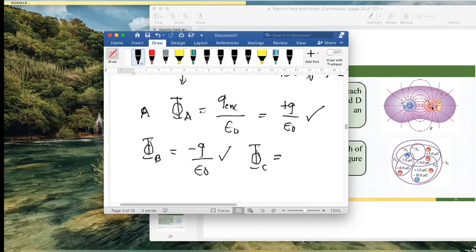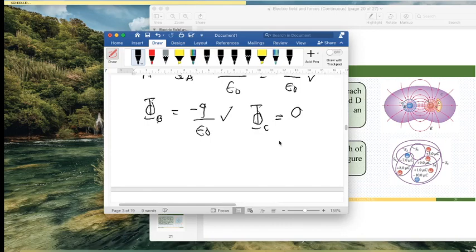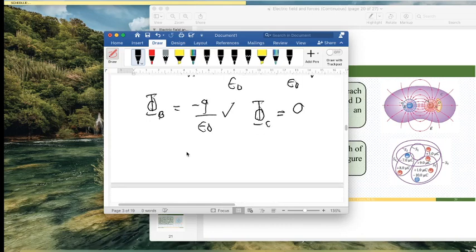So unsa na yung total enclosed charge? So we have positive Q plus negative Q, so 0. So 0 divided by epsilon sub naught. So wala siya'y electric flux for net. Wala siya'y total electric flux for surface C.